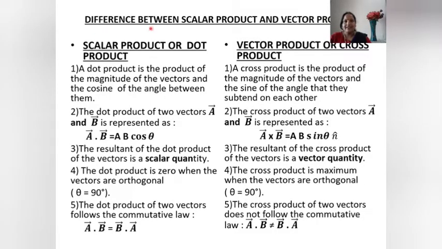Next, let us discuss the difference between scalar product and vector product.